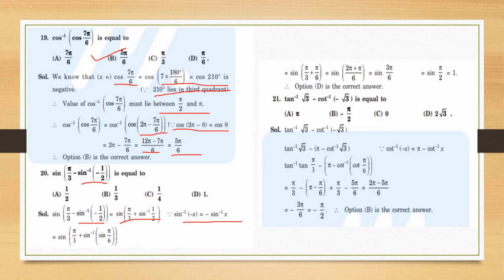So it becomes sin of pi by 3 plus sin inverse half. Now half is sin pi by 6, so sin inverse sin will give me just pi by 6. So it becomes sin of pi by 3 plus pi by 6, which after calculation is just sin of pi by 2, and the value is 1.